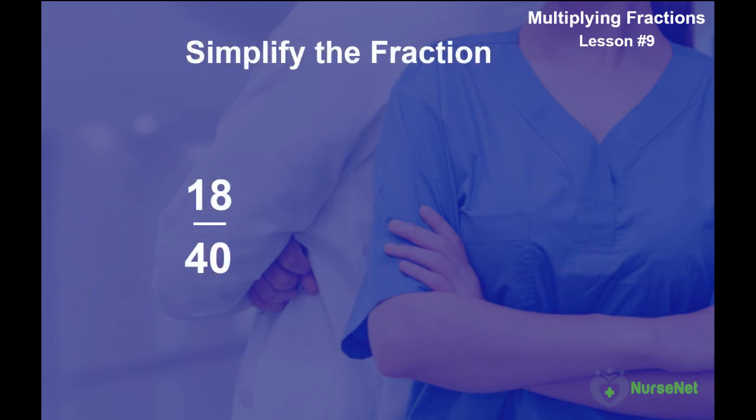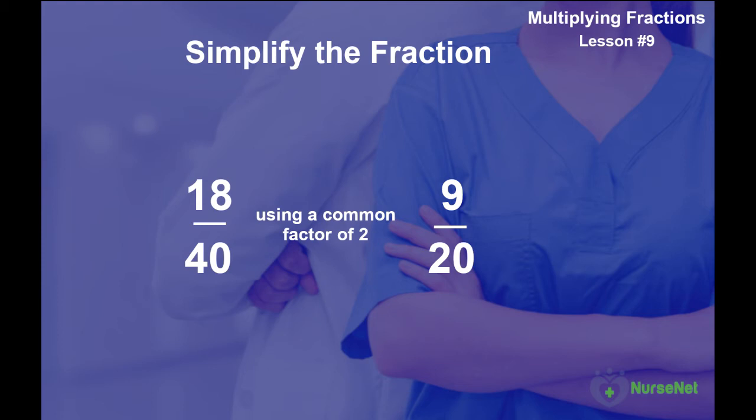But we can simplify this even further using our common factors knowledge. What number will divide into both 18 and 40? Well, we could try a 2. So let's do that. Let's divide 18 by 2, which gives us 9, and let's divide 40 by 2, which gives us 20. Therefore, our simplified fraction is now 9/20.